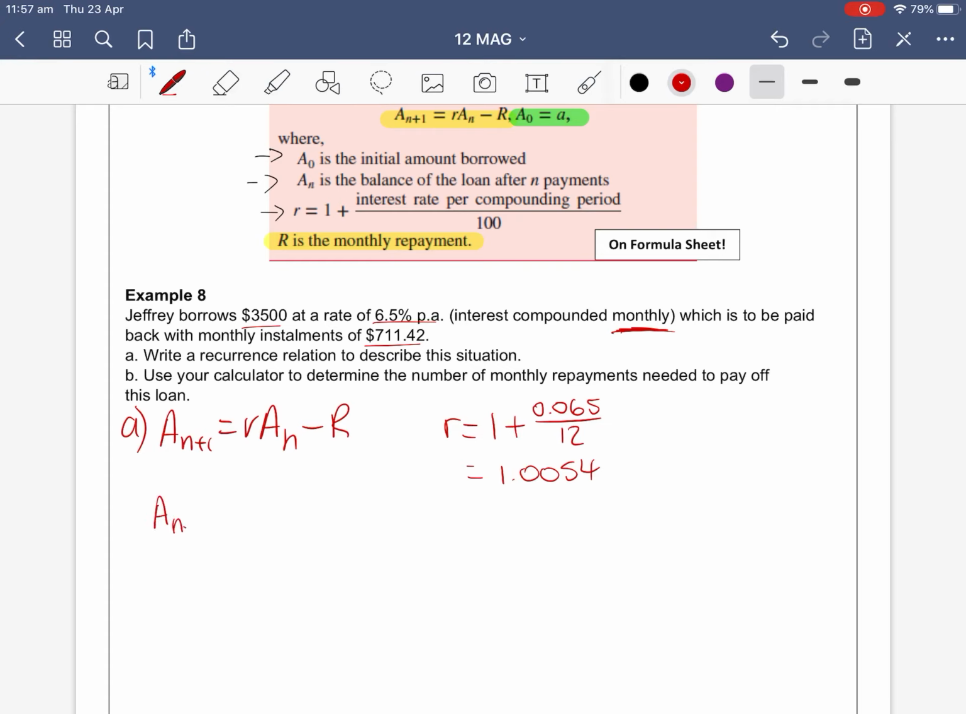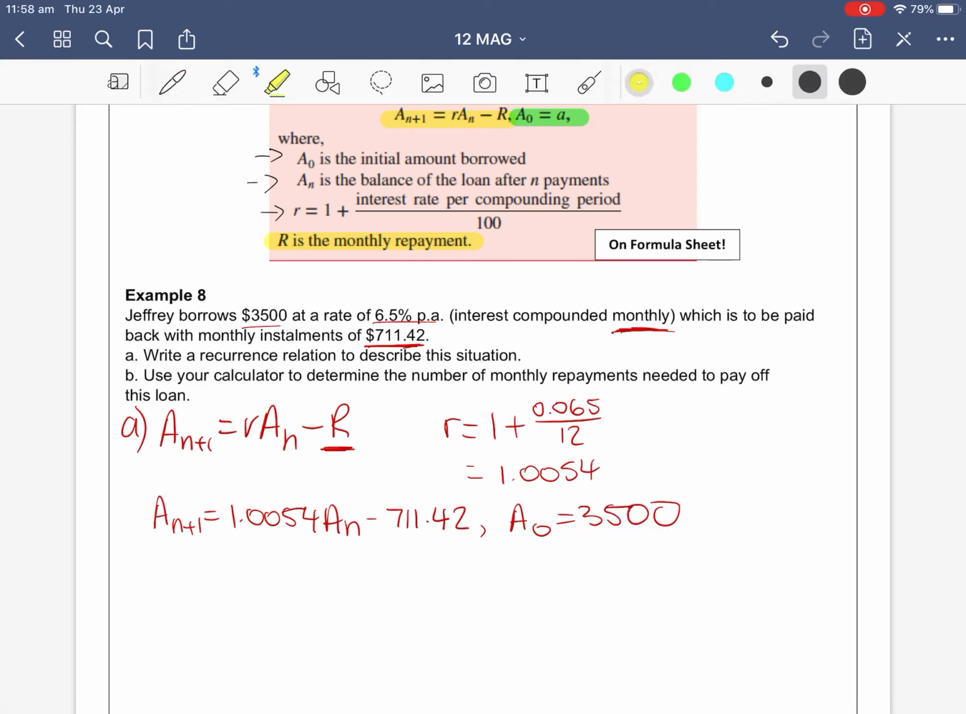Okay, let's go back over to the left now. So in other words, we can write A N plus 1 equals 1.0054 A N minus, and this capital R here is simply this monthly installment, 711.42, where A naught equals 3,500. So that's how we answer part A to that question. Not forgetting to write that little comma there as well.